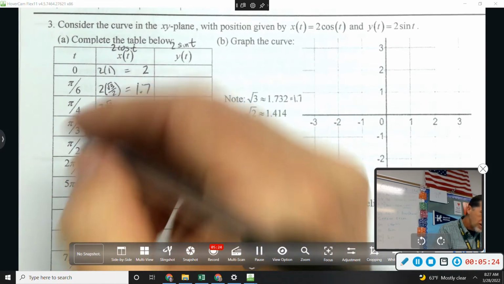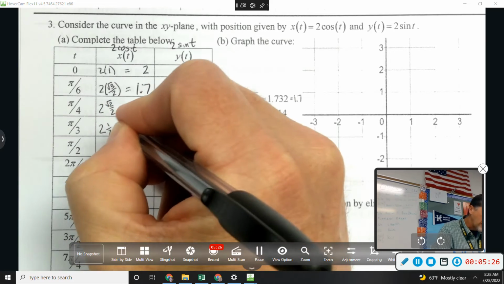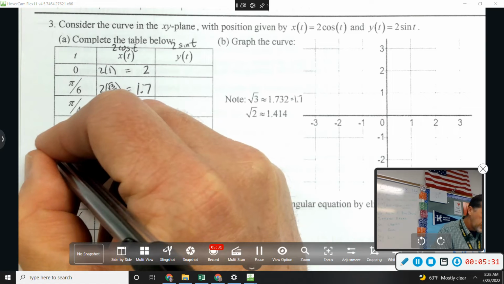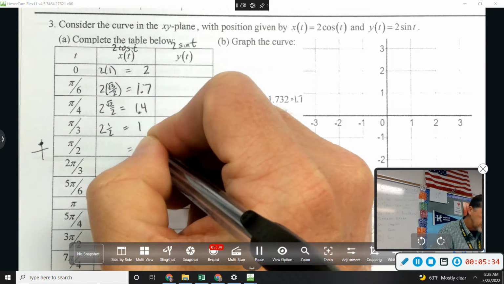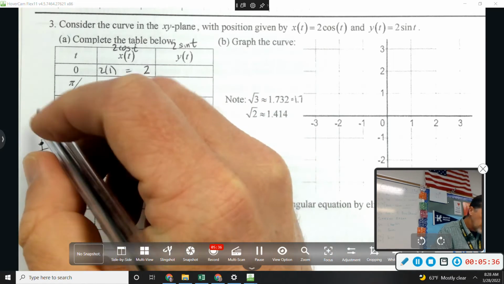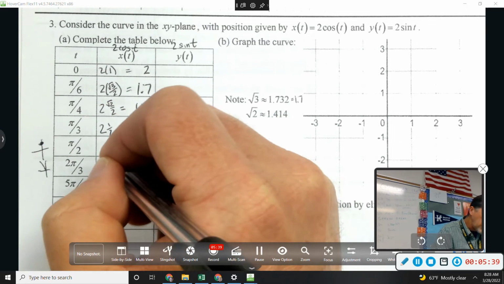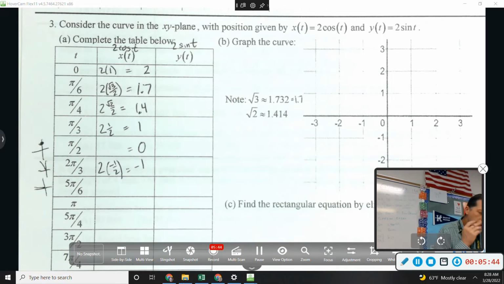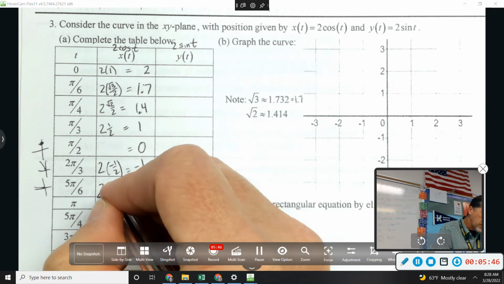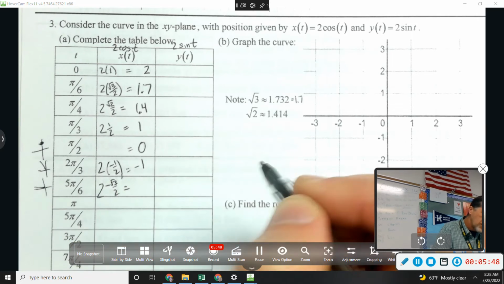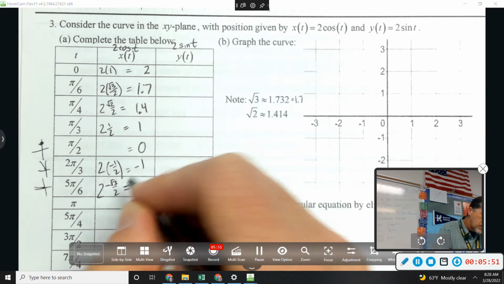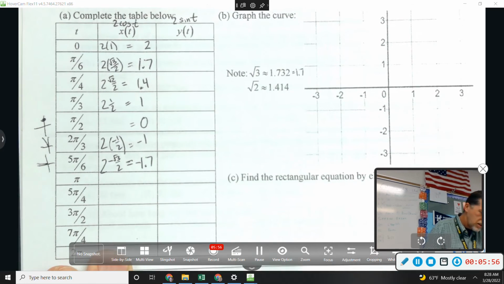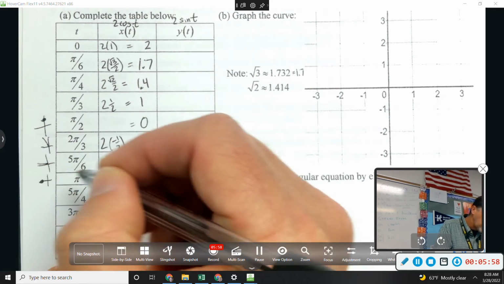1.4. Cosine pi over 3 is 1/2, so that's a nice one. Cosine pi over 2 is 0. Cosine 2 pi over 3 would be negative 1/2. Cosine pi over 6 is negative root 3 over 2. So negative root 3, which is negative 1.7. Cosine of pi is negative 1.